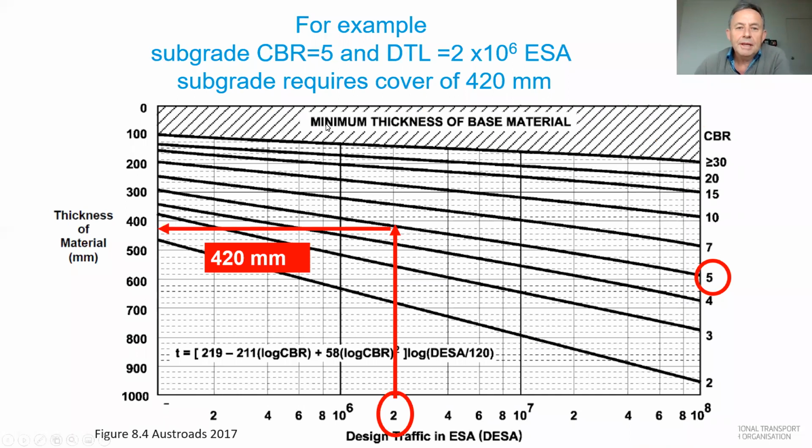So this is an example here. If we had a situation where the subgrade had a design CBR of 5, and we had a design traffic loading of 2 by 10 to the 6 ESAs, the total thickness of cover over that subgrade would be 420 millimeters. That gives the cover requirements over the subgrade to inhibit it deforming and resulting in surface deformation to an unacceptable level. So that controls the amount of deformation in the subgrade by providing that amount of cover.